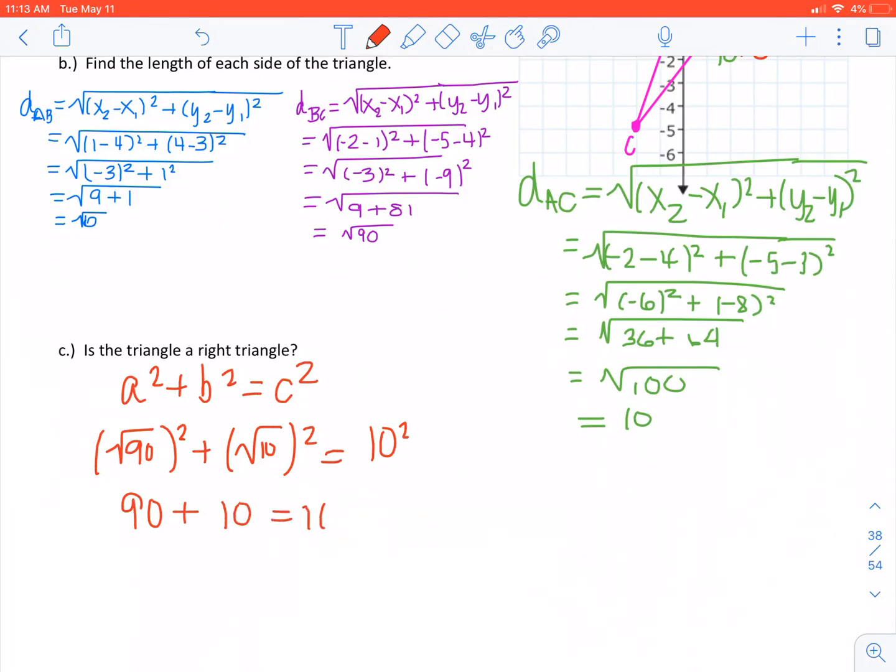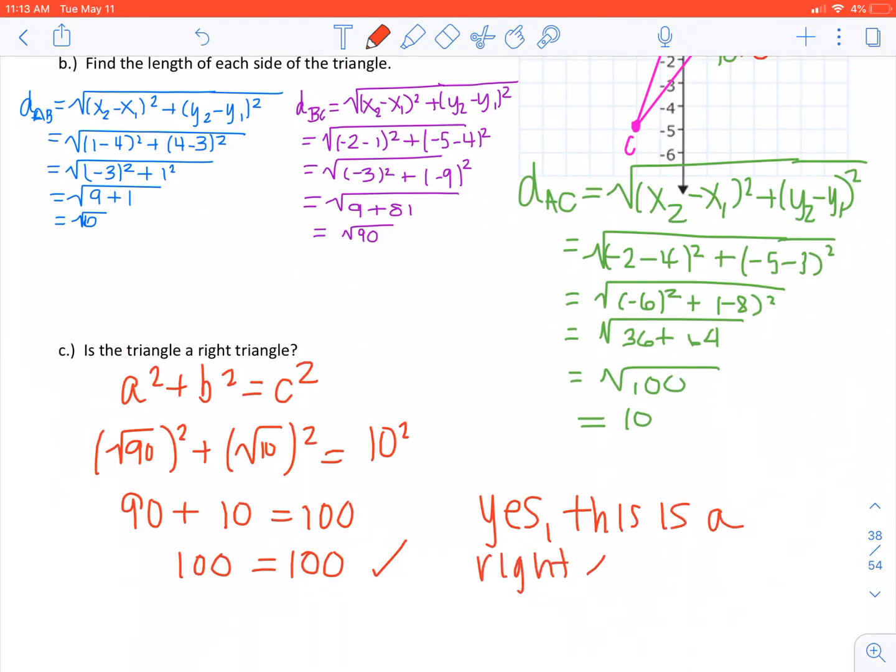Now 10 squared is 100. 90 plus 10 is 100. Is 100 equal to 100? Yes. So yes, this is a right triangle. The Pythagorean theorem does work.